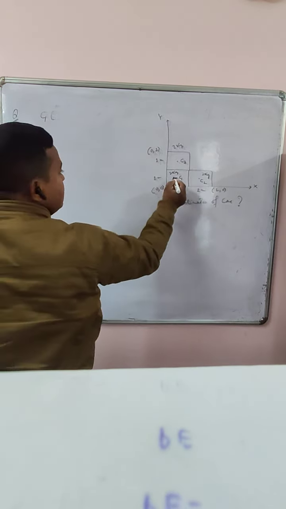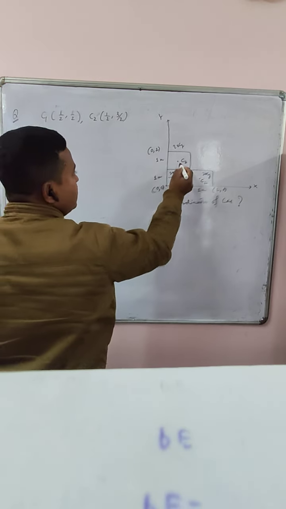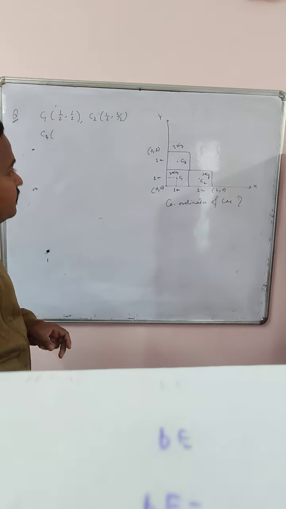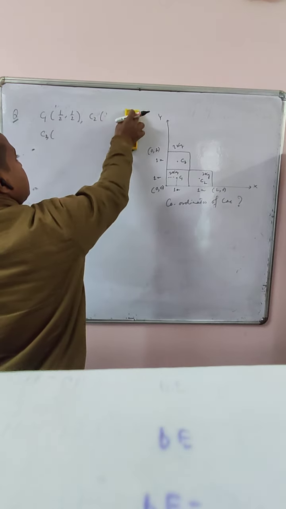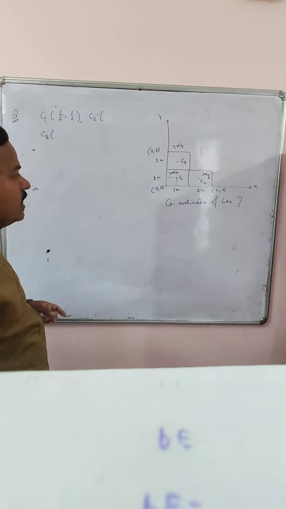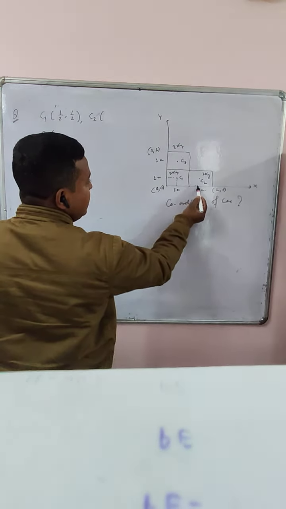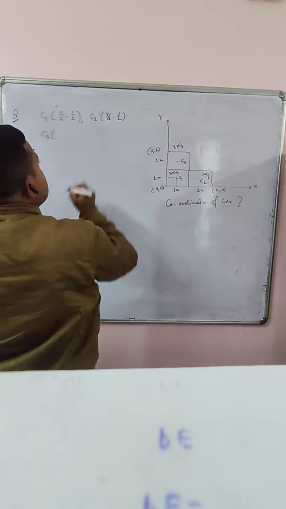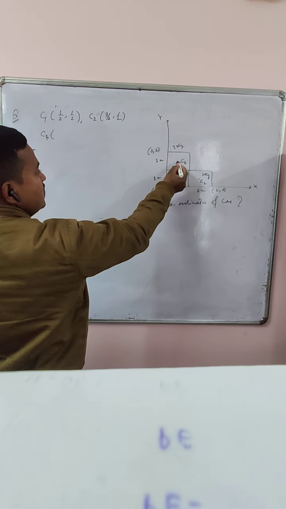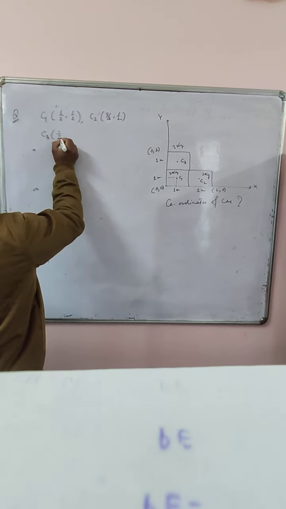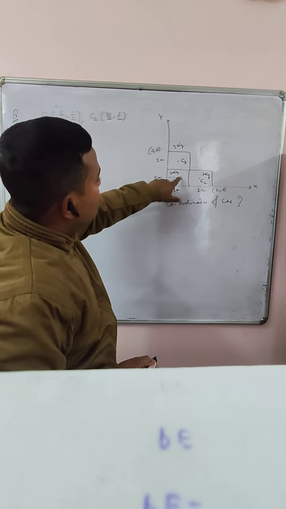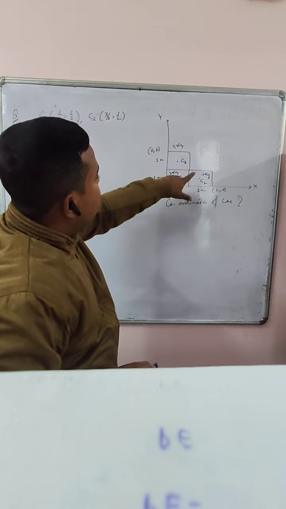Then what is C3 here? What is the X coordinate? Here to here is 1, then it is half, so it is 3 by 2 and half. So we got the center of mass of each square.